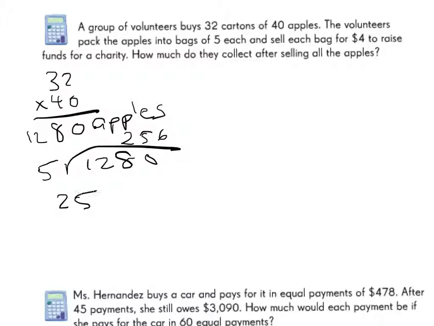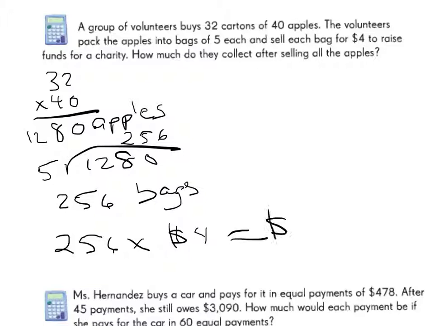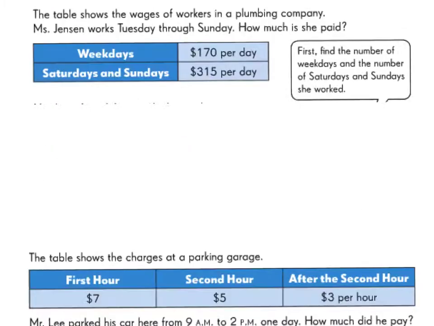So I have 256 bags. Each bag sells for $4. So my final step is I need to multiply 256 times $4. And I get that they collect a total of $1,024. So please note when you're doing these that you should take notes and label what's what: how many apples, how many bags, and the total amount of money. So take notes and try the next problem.